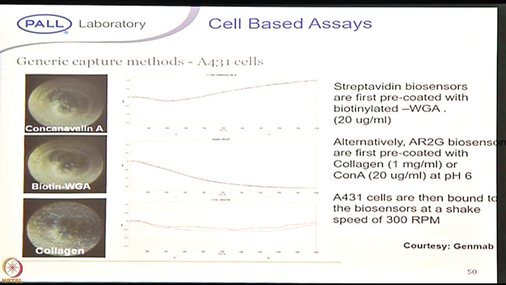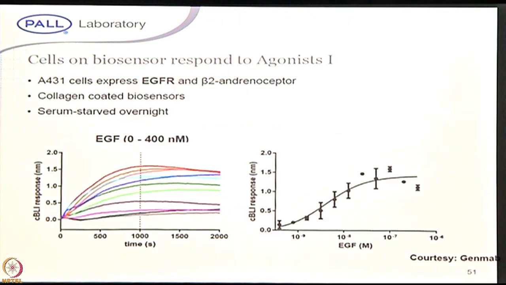GenMab recently published this data. They immobilized the entire cell on the sensor surface, and they tried different combinations here. One example I can show you is they took collagen and immobilized it on the amine coupling sensor, and then the cell, which is the A431 cells, which express EGFR and beta adrenoreceptors, overexpressed receptors. They put the cell on the sensor surface and then performed interaction studies with respect to the EGF here. You can see the binding interaction.